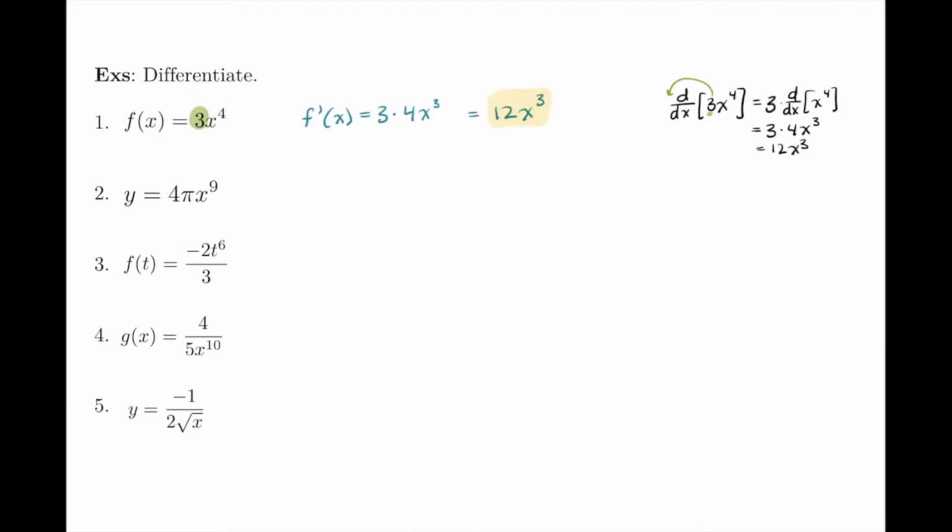You don't have to write both of these things down, but sometimes different notation makes better sense to different people. So I just wanted to show you a couple ways in which you could notate this. We should be able to understand both ways of writing this with the f prime notation and also the d over dx notation. Pause this video and see if you can find the derivative of 4 pi x to the ninth.